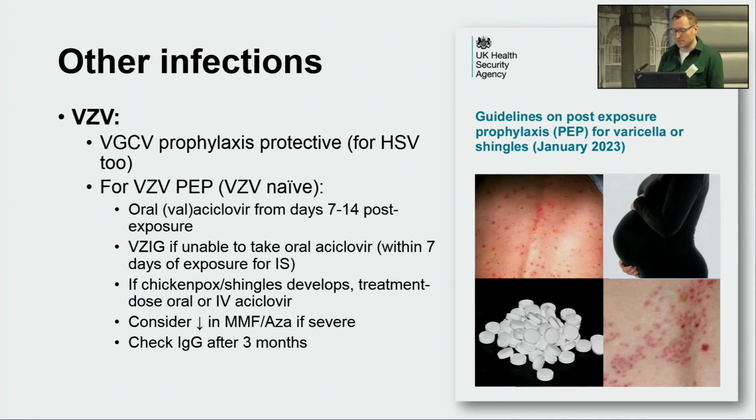And if they then go on to develop chickenpox or shingles, then you should treat them with acyclovir. And if it's severe, it would be IV acyclovir, and you might consider reducing their anti-proliferative. And after they've had an exposure, you should then check their immunoglobulin levels about 3 months afterwards to see if they have then become immune. And there's guidance from the UK HSA that nicely summarizes all of this, and that covers your immunosuppressed individuals, so nephrotic syndrome patients, for example, as well.